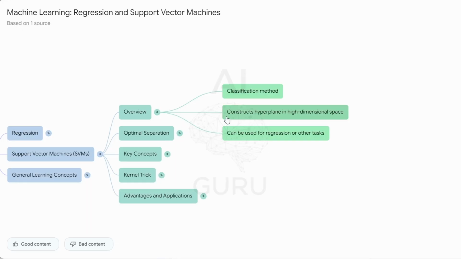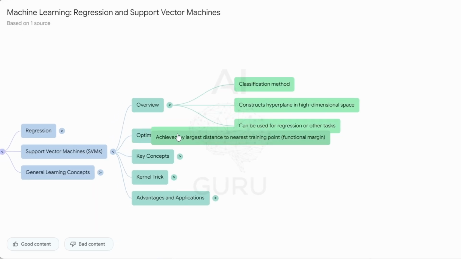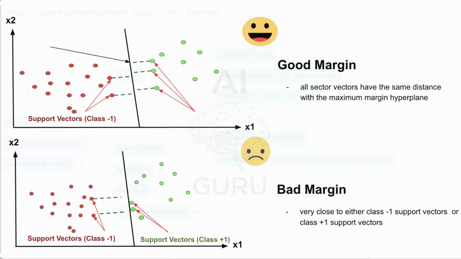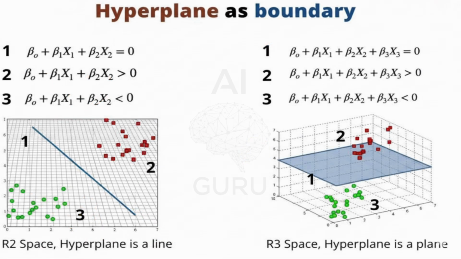But what makes it optimal? Aren't there lots of ways to draw a line between two groups? There are, but the SVM looks for the hyperplane that has the largest possible margin, the biggest distance to the nearest data point from either class. Think of it like drawing the widest possible road separating two neighborhoods. The wider the road, the safer the separation.